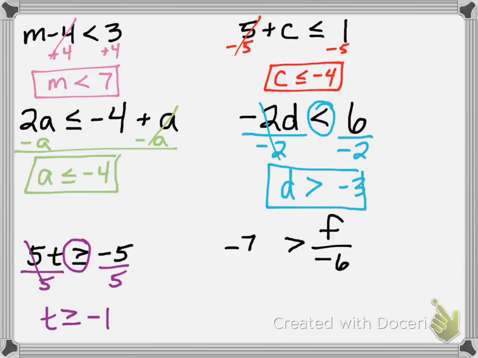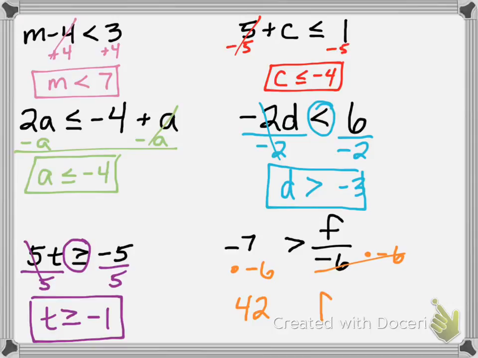Okay. And then the last one. I just have divided by negative 6, so I'm going to do times negative 6 on both sides. The negative 6's cancel. I get positive 42 on the left, f on the right, and since I multiplied by a negative number, I flip that sign over and end up with 42 is less than f. Alright, so that's pretty straightforward. Solving inequalities.